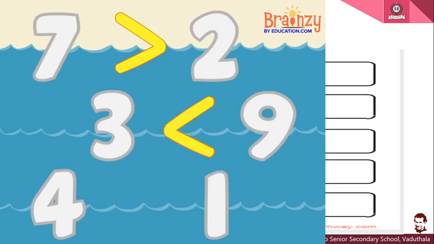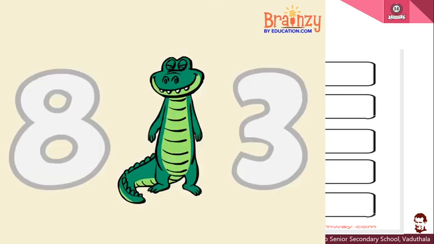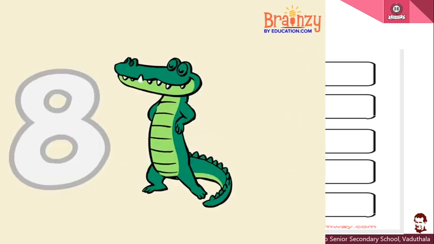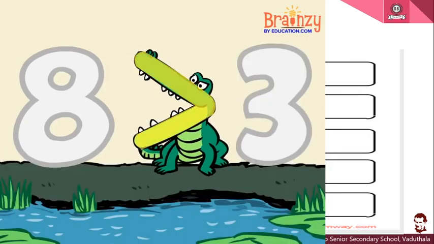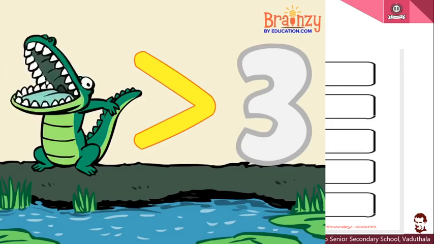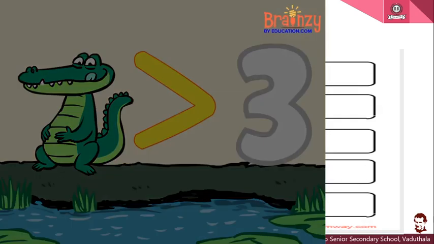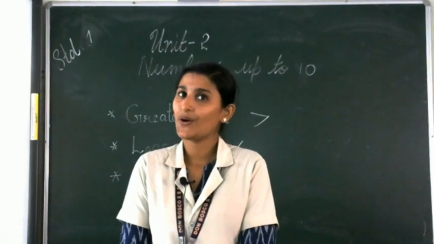Number gators like to eat what's greater. They turn their backs on what is less. Their mouths open wide for the bigger side, and they munch down the whole great mess. For more songs, games, and original stories.